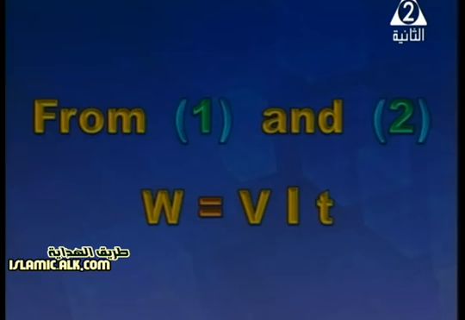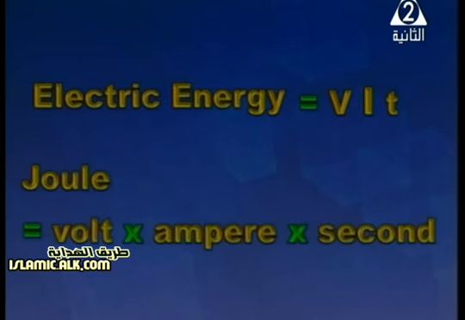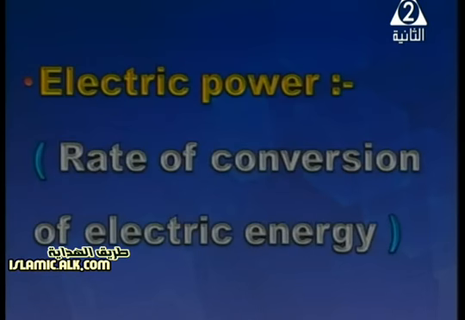And what about electric power? Electric power is the rate of conversion of electric energy. So it is electric energy converted over time, or electric energy converted in 1 second. So electric power equals energy over time. Power is measured in watts. The SI unit of power is the watt. Watt is equivalent to joule over second.